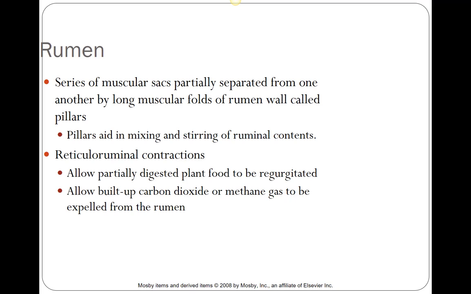The other thing is that when you have something fermenting, you build up a lot of gases. So the rumen and the reticulum work together to allow for eructation. Eructation is the burping or belching of excess carbon dioxide and methane gas made from these bacteria fermenting and doing the digestion. If these are not able to be removed, then the ruminant can bloat, and the rumen gets very large from all this gas buildup, and it can actually kill the animal by suffocating them.